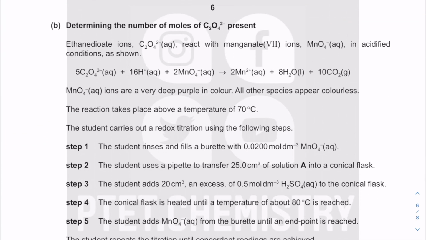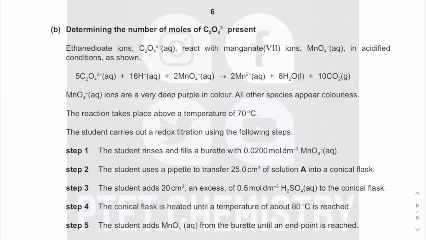Now this is the real underlying procedure. Ethanedioate ions react with manganese(VII). This is actually in your AS organic chem syllabus. They could ask you this in Paper 3 because it is in AS organic chem under the carboxylic acid syllabus.